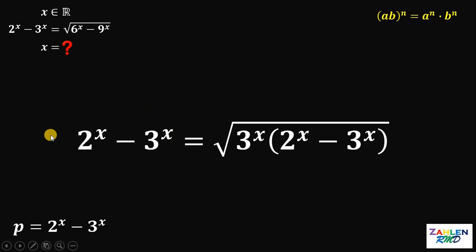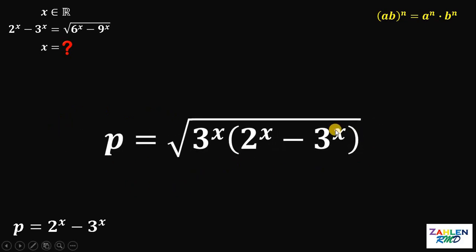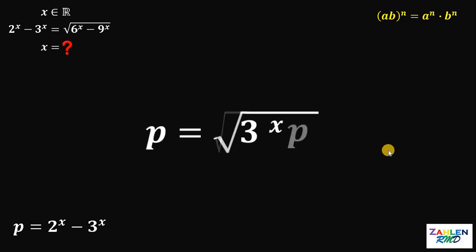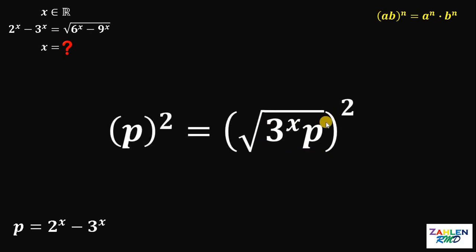Therefore, the left-hand side of our equation is just p. And inside this square root, we have also 2 raised to x minus 3 raised to x. Therefore, this is also p. Now, we have p equals square root of 3 raised to x times p. Next thing to do is to square both sides to cancel out this square root. So, we have p squared equals square root of 3 raised to x times p, quantity squared.